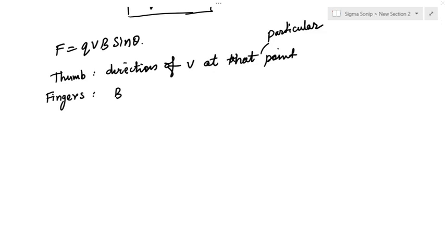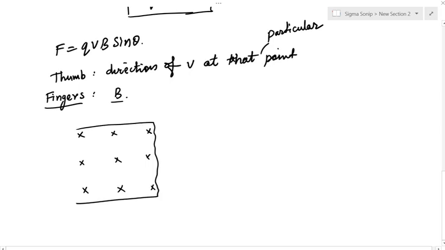So let's look at a few examples here. Suppose this is my magnetic field, and it is in this space, perpendicular to the base, entering into the base. Now a proton is launched in this magnetic field, and we see that the velocity of the proton and the magnetic field are at 90 degrees with each other.